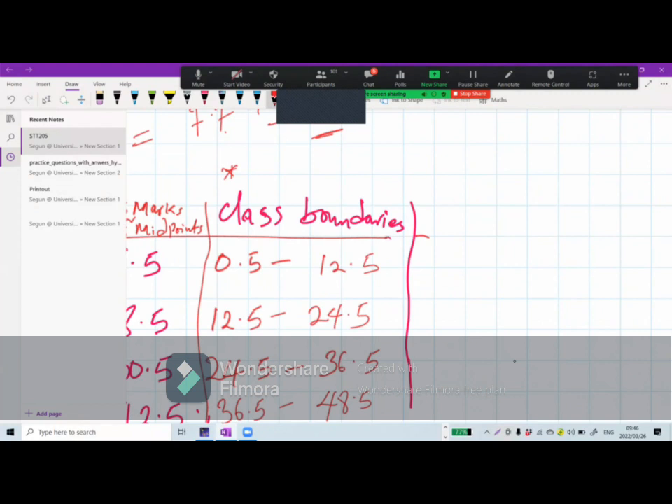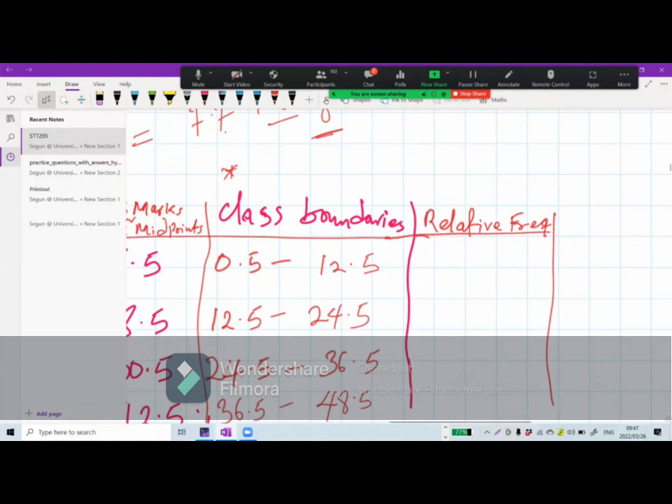23 divided by 60. Just hold on. The relative frequency for the first class is what? 23 divided by 60, which will give us 0.38. Let's take it one after the other.